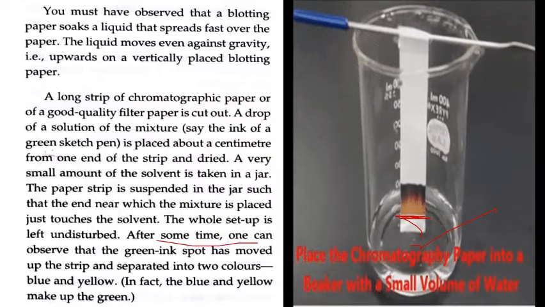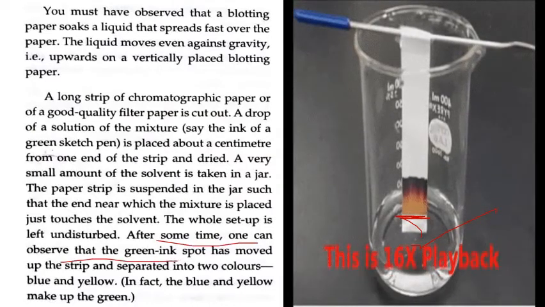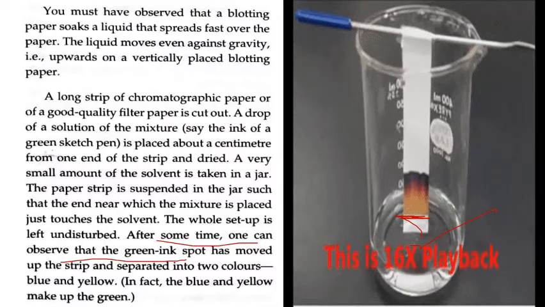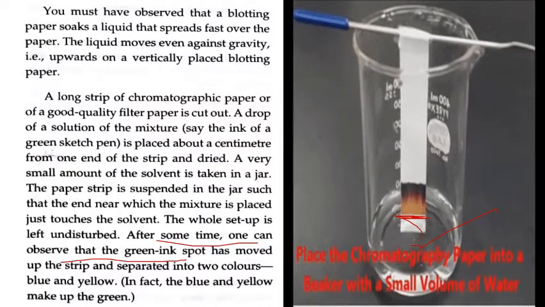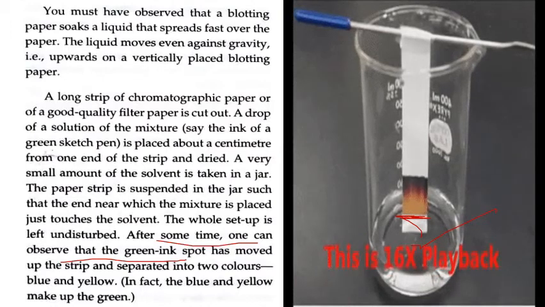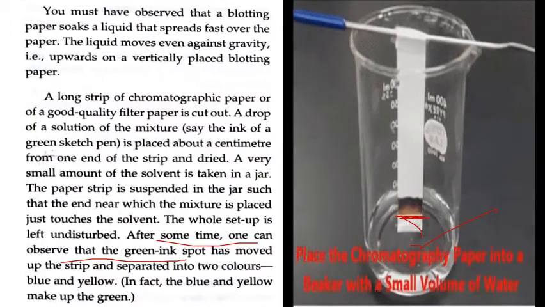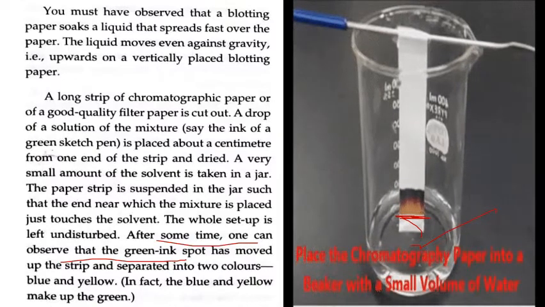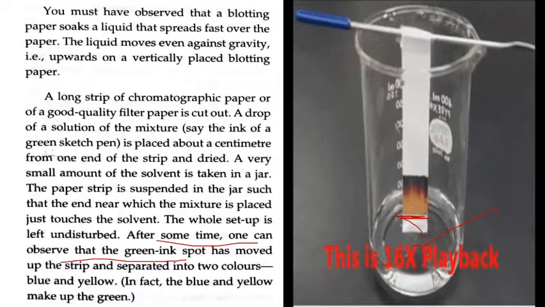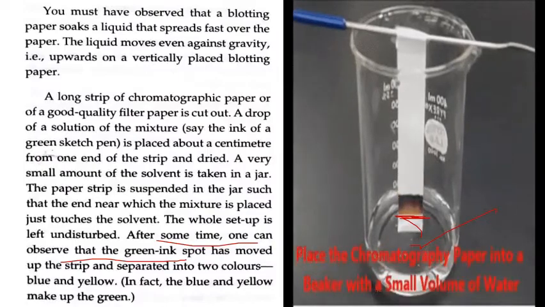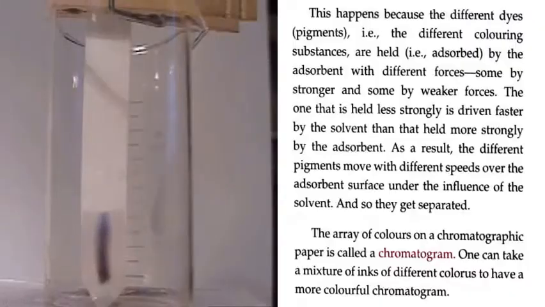After some time, one can observe that the green ink spot has moved up the strip and separated into two colors, blue and yellow. In fact, the blue and yellow make up the green that we all know, right? You can see the image which is given in your book on page number 28. They have shown you how the green ink separates into blue and yellow. Okay. Why does this happen?